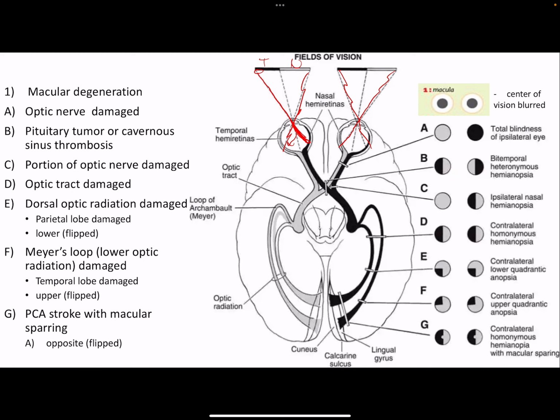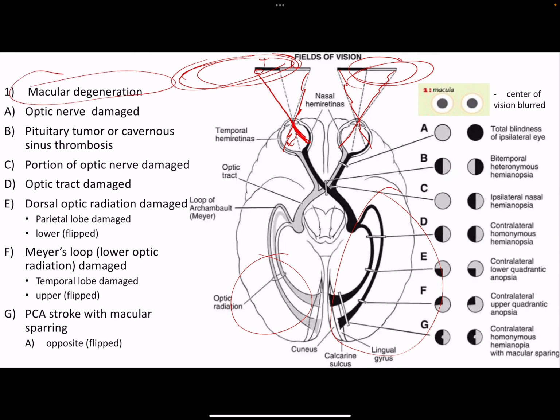Definitely get that down. And again, after the optic chiasm, everything I see on the right side has to do with everything that I'm seeing over here. And everything on the left side is everything that I'm seeing over here on the right side of my visual field. If you get that, it should make everything go a little bit smoother. So macular degeneration has nothing to do with this picture. If you have proliferative diabetic retinopathy or age-related macular degeneration, you'll have a scotoma, you will lose the center of your vision.